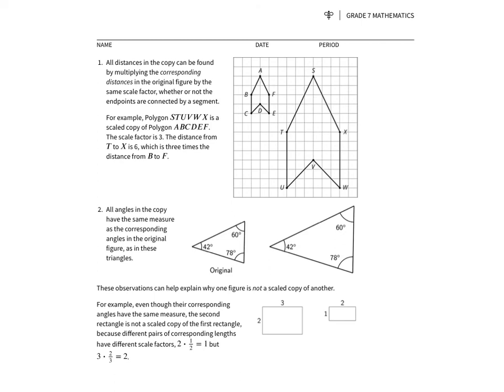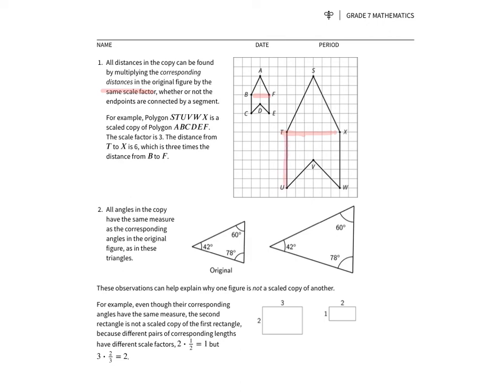Okay, we're ready to wrap up today's lesson. We're going to read through the lesson summary. Here's the important stuff, and there's a lot in this one. All distances in the copy can be found by multiplying the corresponding distances in the original figure by the same scale factor, and that's the key, it has to be the same scale factor, whether or not the endpoints are connected by a segment. For example, polygon STUVWX is a scaled copy of polygon ABCDEF. The scale factor is 3. The distance from T to X, which isn't there, the distance from T to X is 6, which is 3 times the distance from B to F. So there's no line there, but we can still measure them.